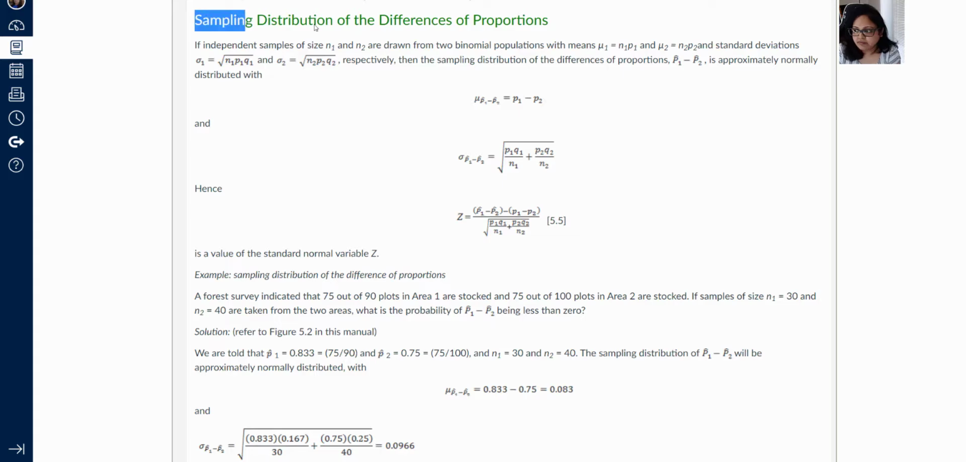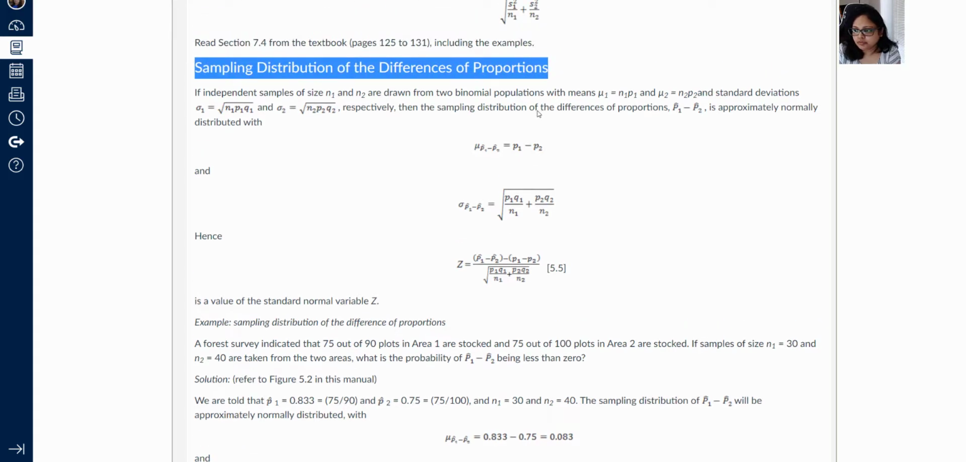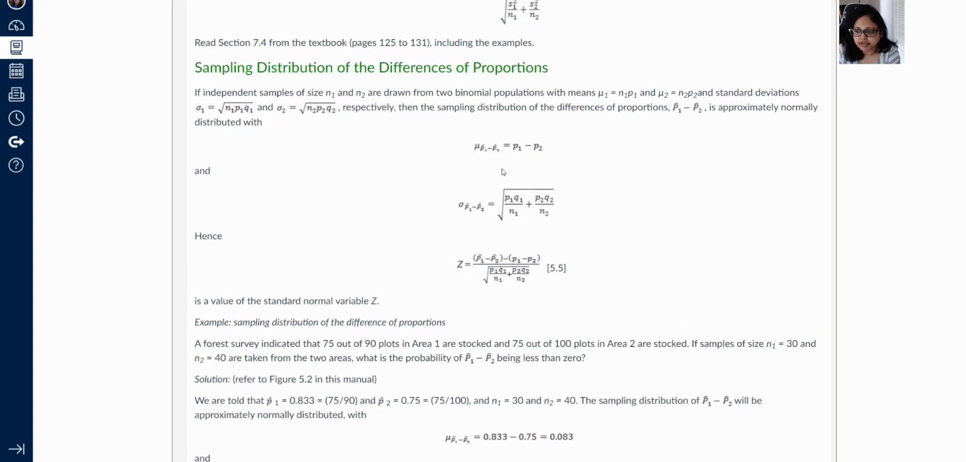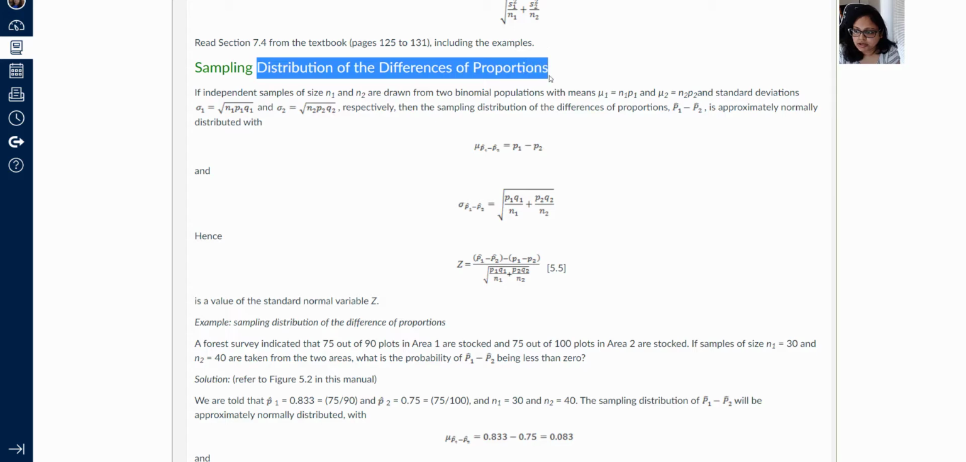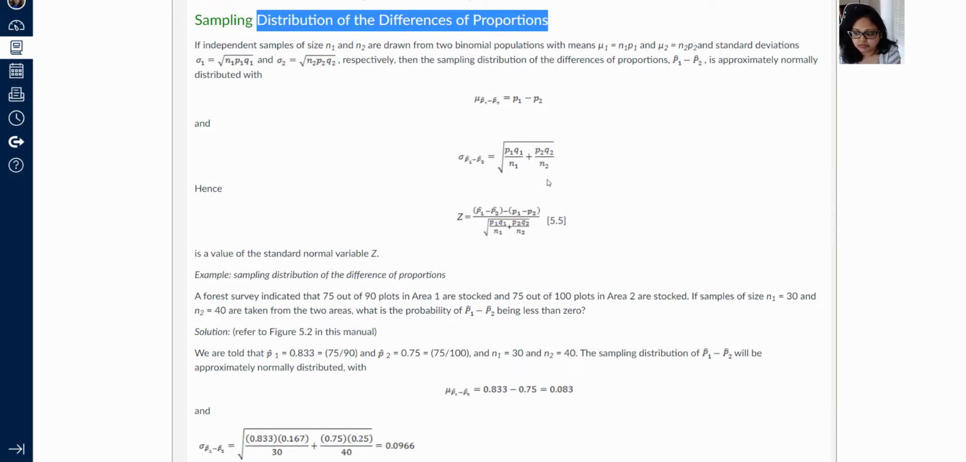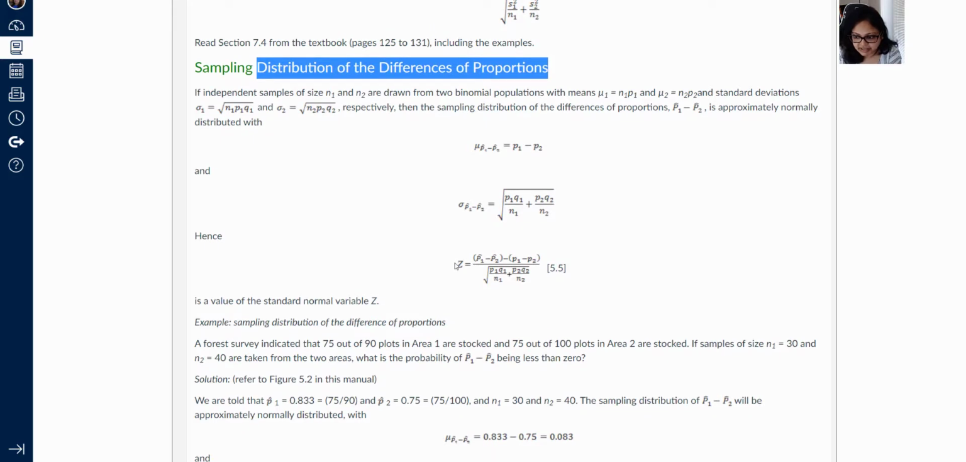Similarly, you can find the sampling distribution of proportion. For the proportion, it's similar. But in this case, just like the mean difference, we have to take the difference between the proportions. The proportion is easier since we are using the z-test. That means we do not need any degrees of freedom. We just need the z value.